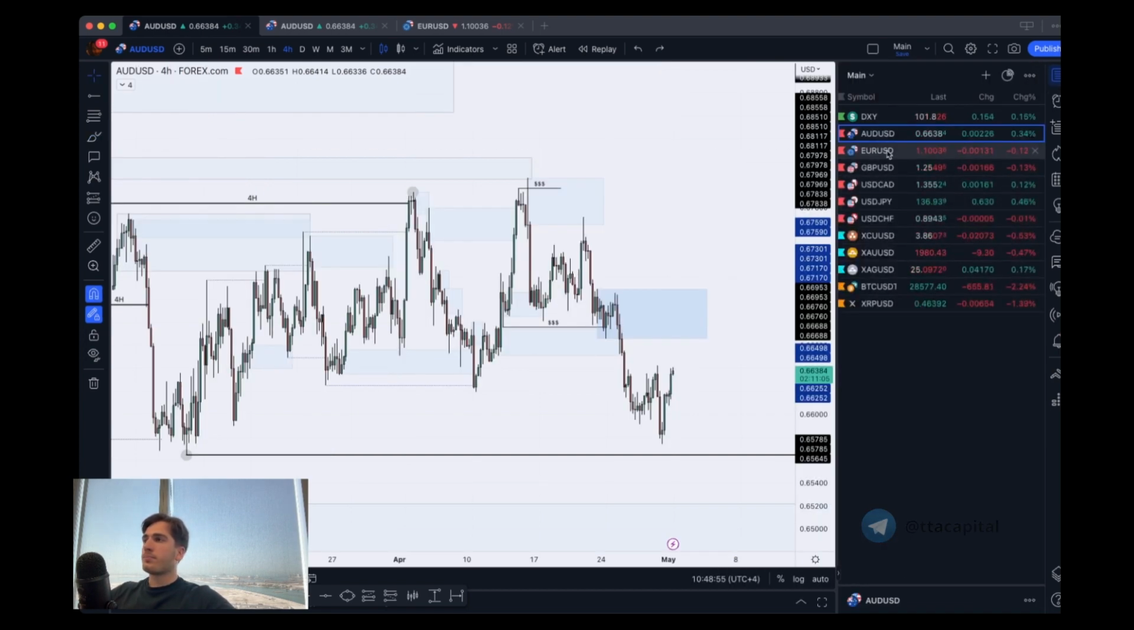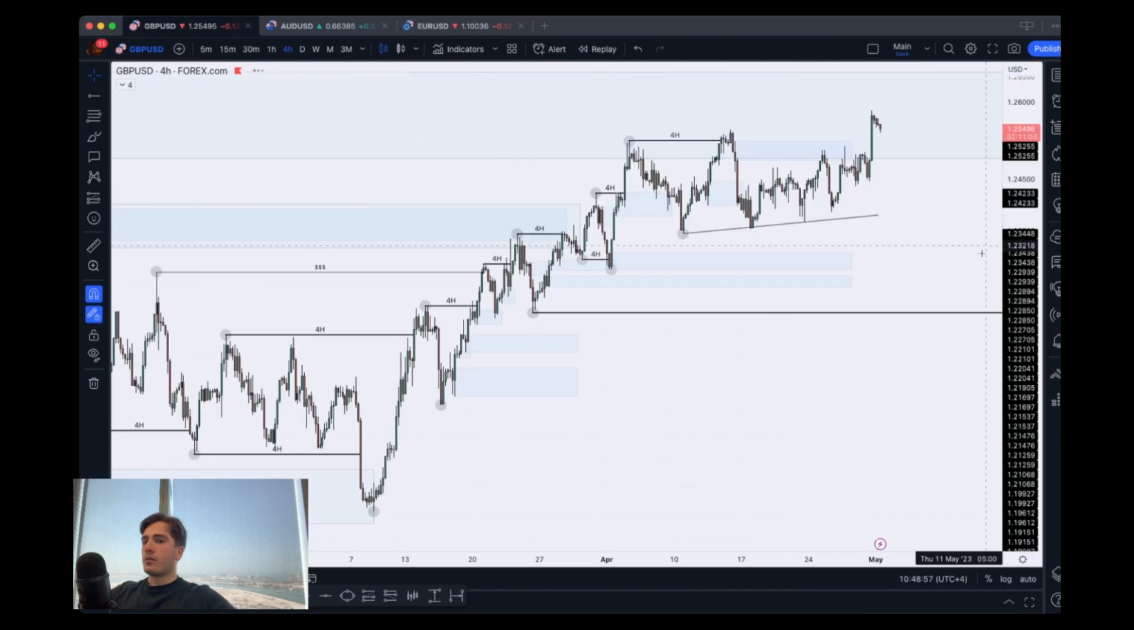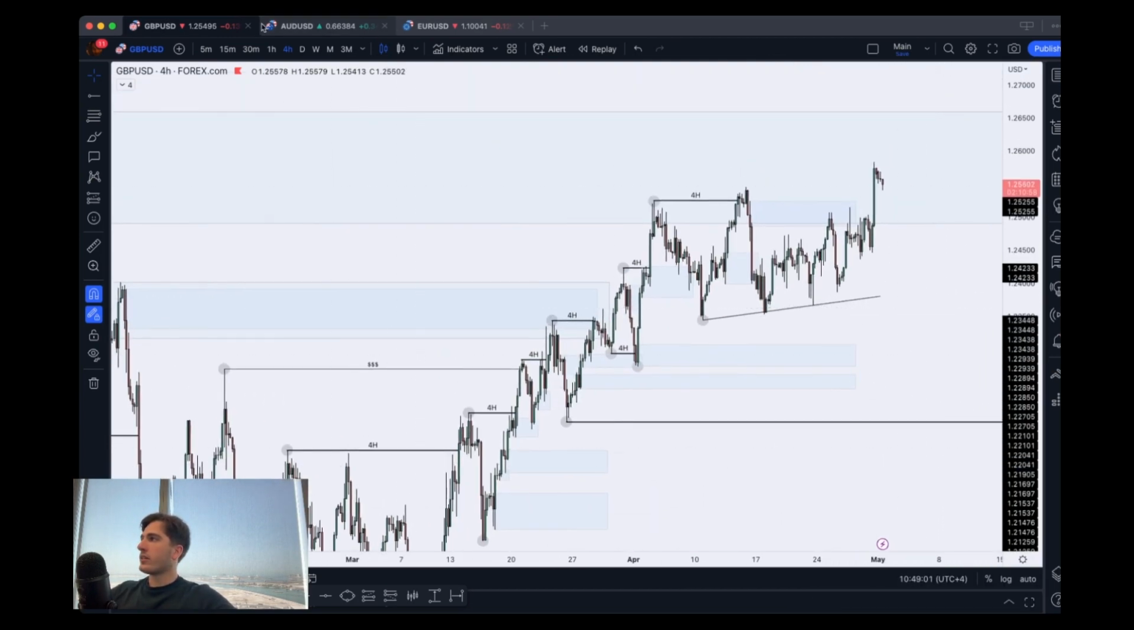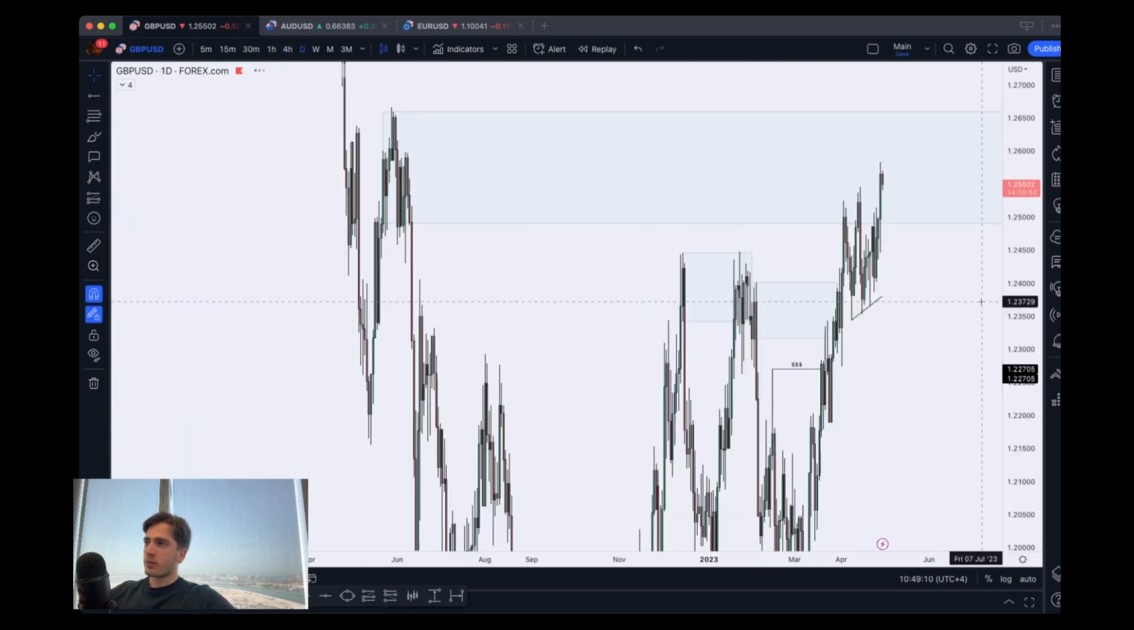Now pound dollar. So pound dollar, what do we expect? Well, I was looking for a further sell-off towards the downside, grabbing liquidity underneath this trend line. As we can see, we saw a sell-off from this area of supply. Didn't take the trade from there because there was no entry.